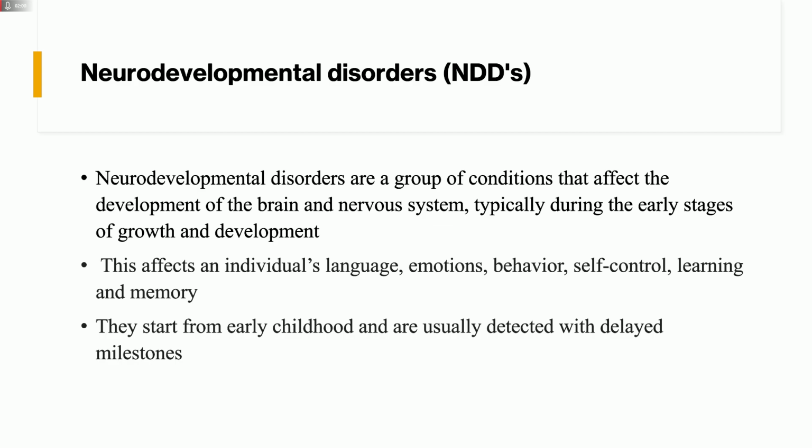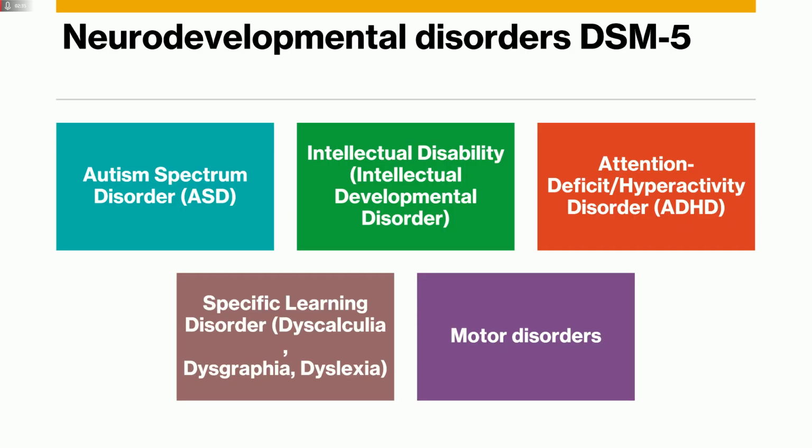When we are taking the history of our clients, the first thing we ask is how the birth was. Did the mother take alcohol before the birth of the child, and did the child achieve all the developmental milestones on time or not? If a child had delayed milestones, if a child started speaking later than other children, it means the child has a neurodevelopmental disorder. So, what kinds of neurodevelopmental disorders are in the DSM-5? Number one is autism spectrum disorder, intellectual disability, attention deficit hyperactivity disorder, specific learning disorder, and motor disorders.